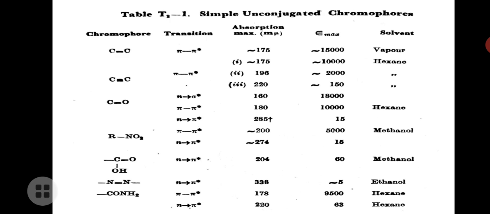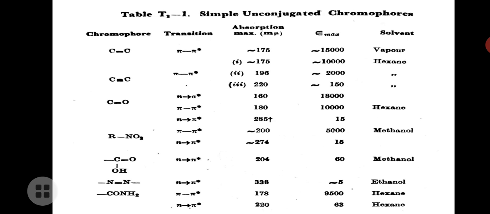The change in position as well as the intensity of absorption depends upon a large number of factors. These are, first, we can say, a spectrum consisting of a band near 300 millimicron may contain 2 or 3 conjugated units.